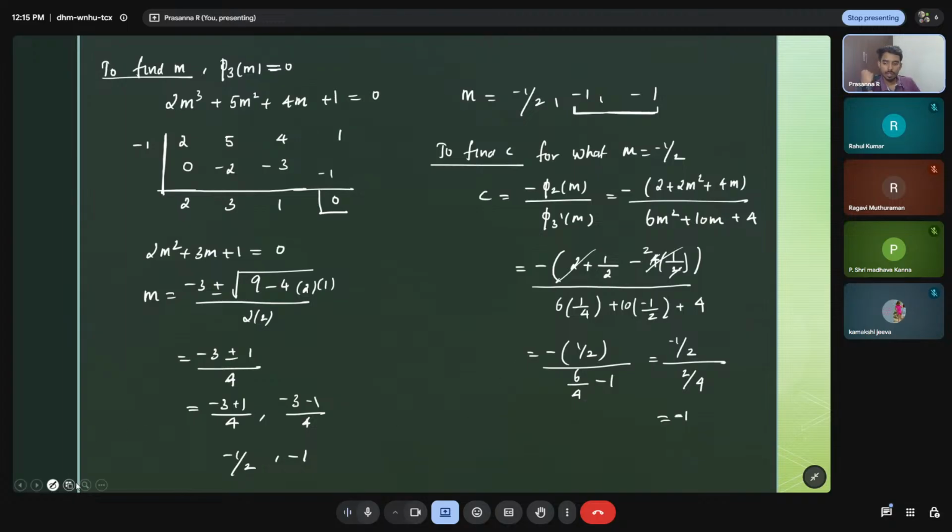So your first oblique asymptote is y is equal to mx plus c. So this is your first oblique asymptote of this curve, right?